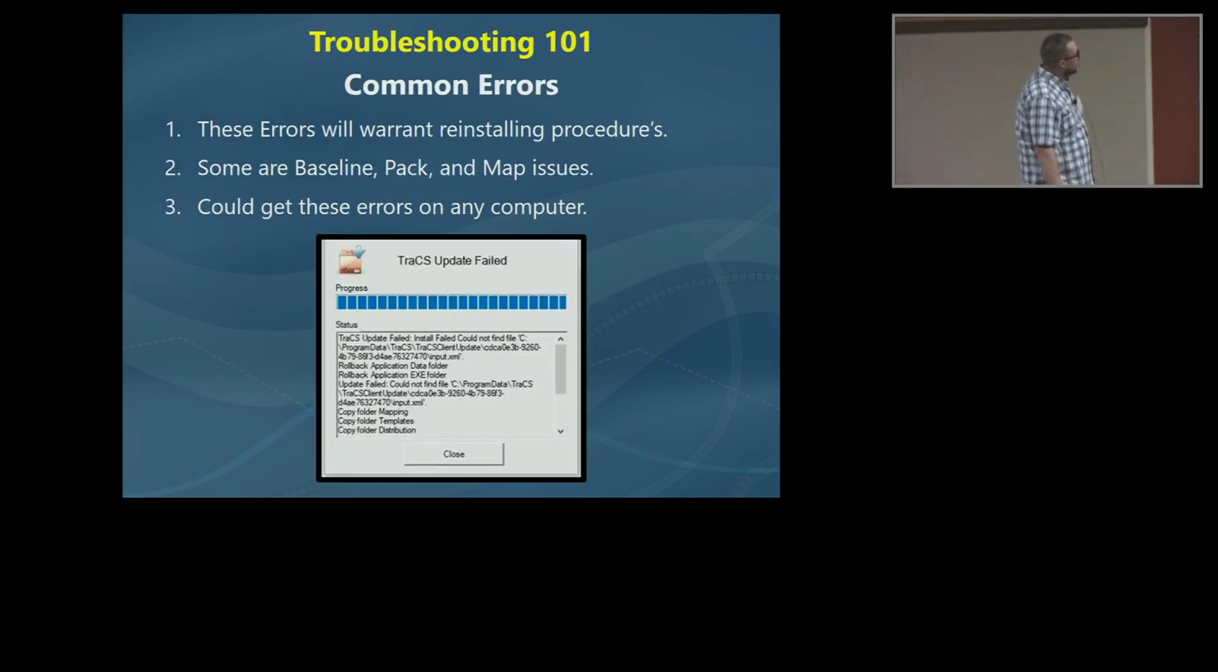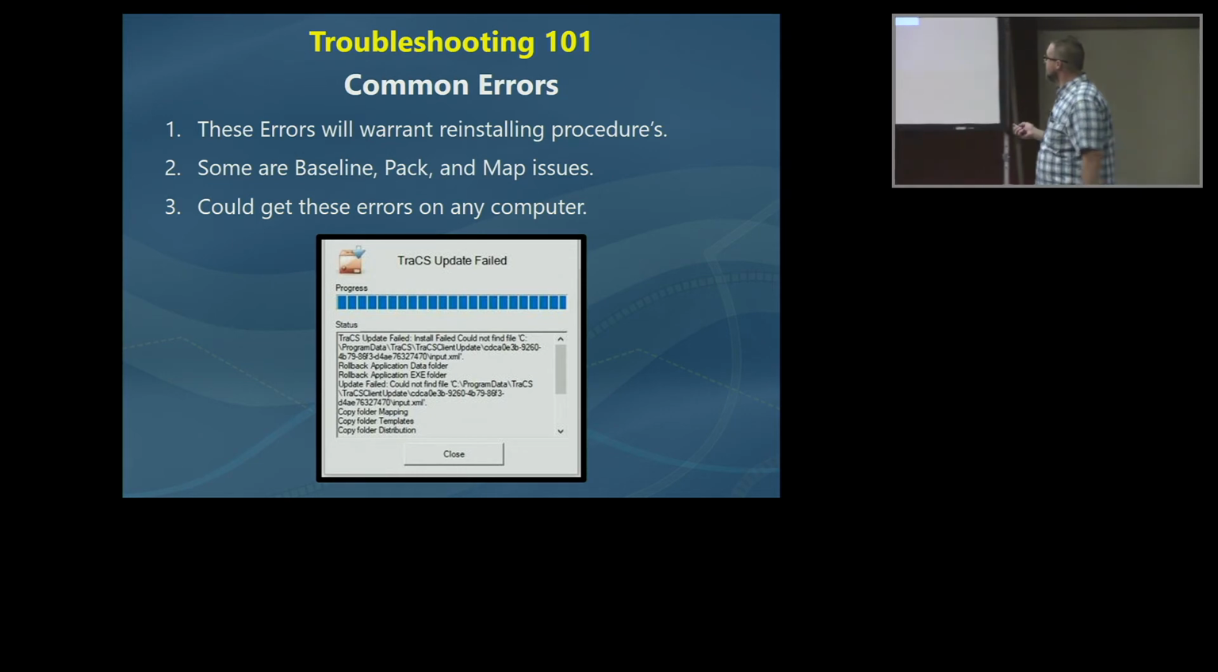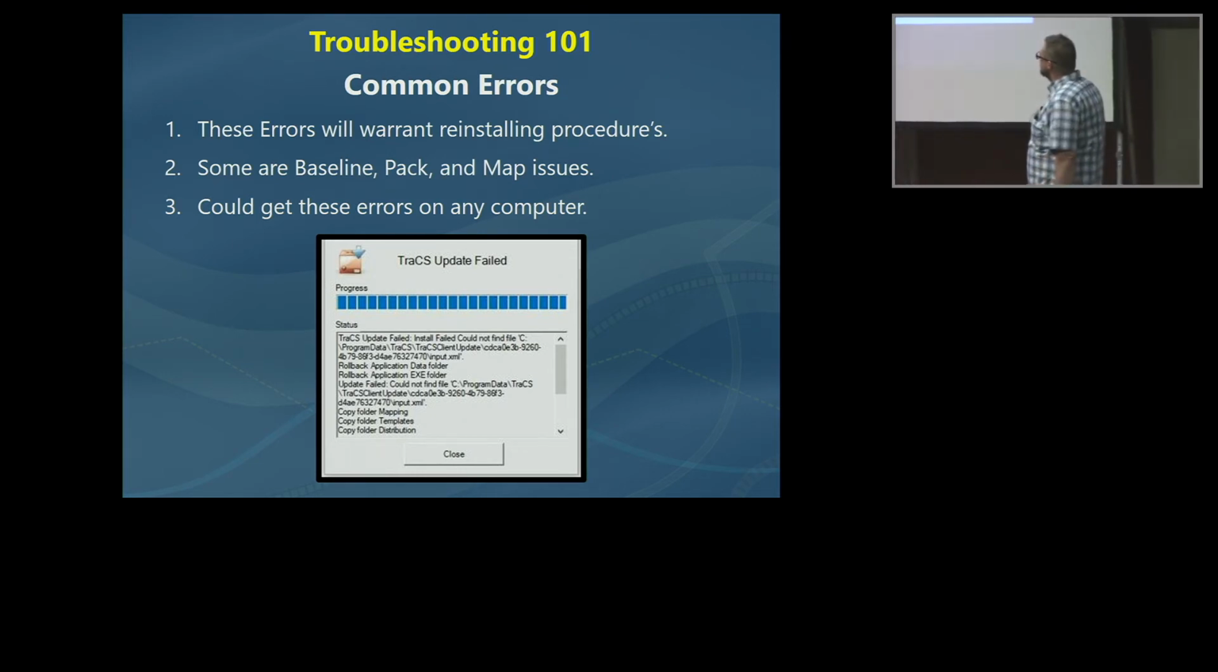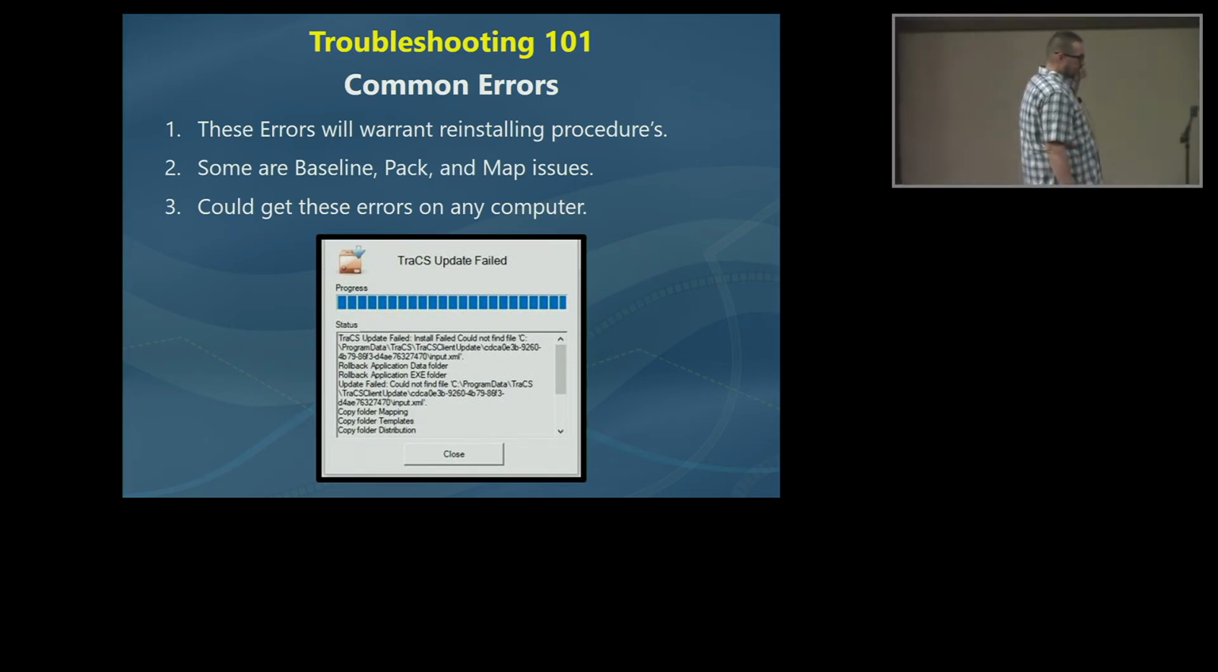This one, you can kind of figure it out here. It has tracks client update. That's the folder it's looking in. And then there's one of those big long numbers. And it's saying it can't find the input.xml. I'll show you when we download a pack, it needs that input XML. Sometimes if it doesn't download properly from us, it might not have all the files in there.